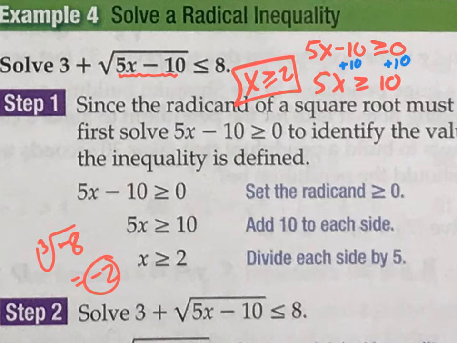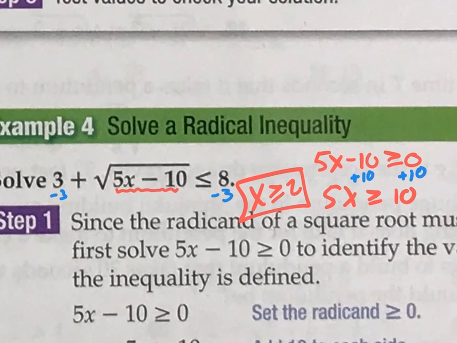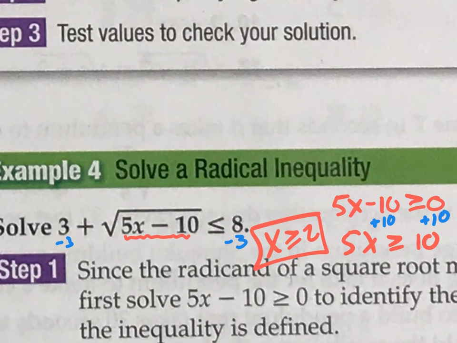And then after I get that one simple answer by putting this to be greater than or equal to 0, then I go back to the whole thing and solve the whole thing. How do I solve the whole thing? What's step 1 on solving a radical equation? Isolate it, right? So let's get rid of this 3 by subtracting 3 and subtracting 3. I'm totally out of space here. I'm just going to do it up here. So I'm going to end up with the square root of 5x minus 10 is less than or equal to 8 take away 3, which is 5.